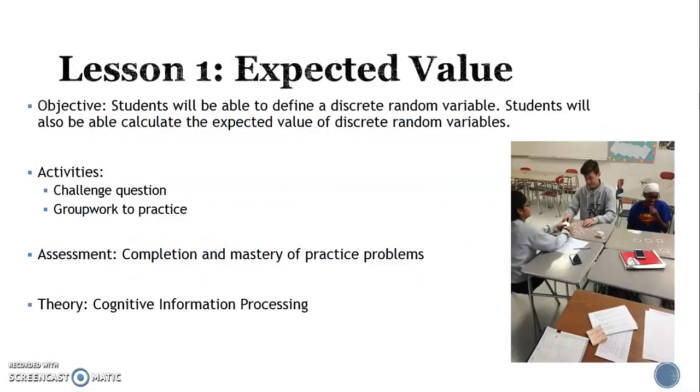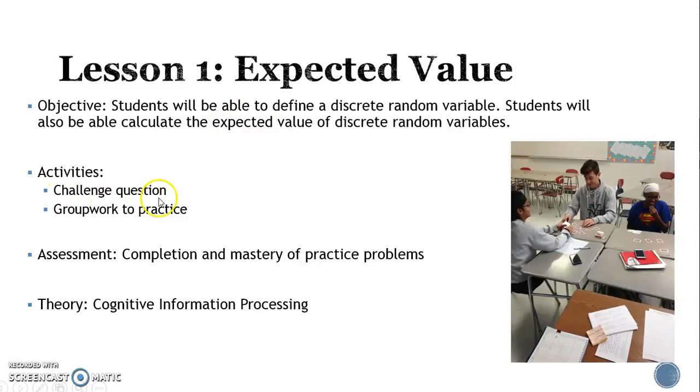So, starting the unit off, lesson 1 with expected value. Expected value is also the same as the mean of a random variable. So, students are asked to define a discrete random variable. Later on in the chapter, I'll ask them to define a continuous random variable. And today, they're going to be asked to calculate the expected value. Now, they've never seen the term expected value before today, but being able to do so is fairly intuitive and simple enough that they should be able to figure it out on their own.